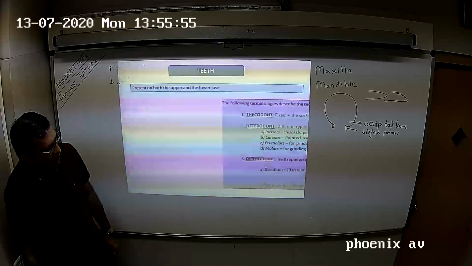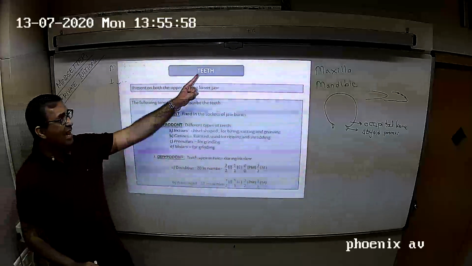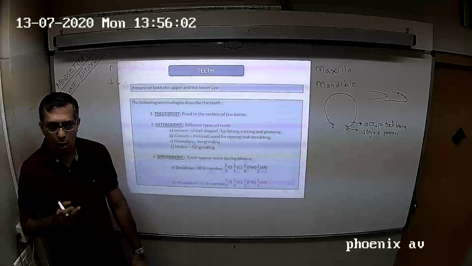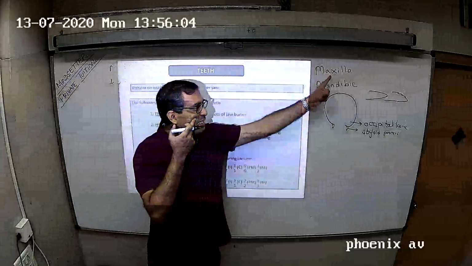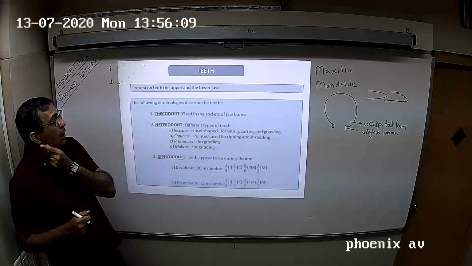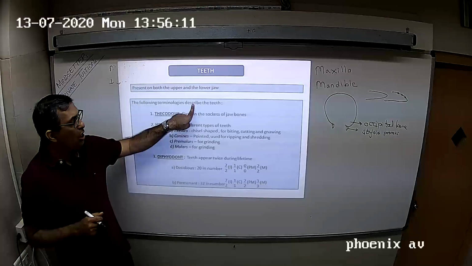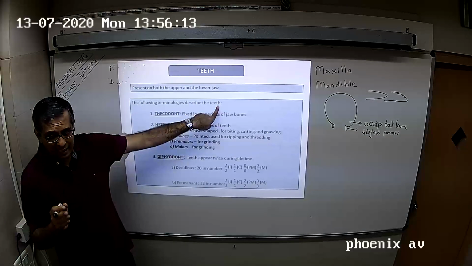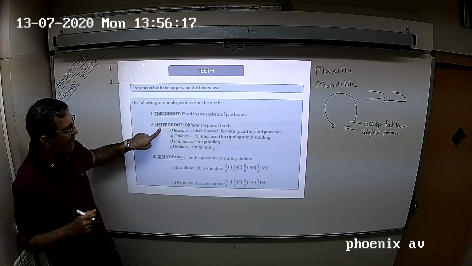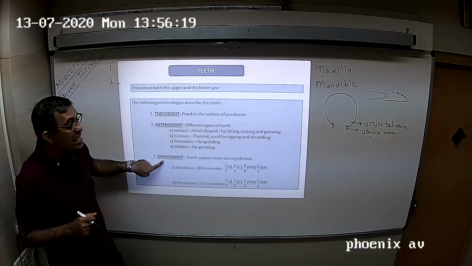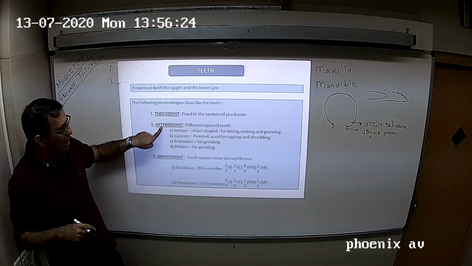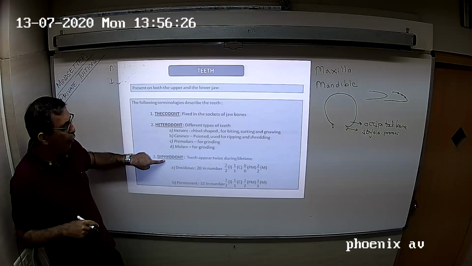But before that, let's talk about the teeth. Teeth are present both in the upper and the lower jaw. Upper jaw, we remember, is called maxillae, lower jaw is called mandible. Both have teeth. The following terminologies describe the teeth: teeth are called thecodont, heterodont, and diphyodont.